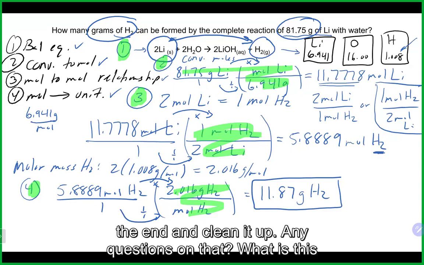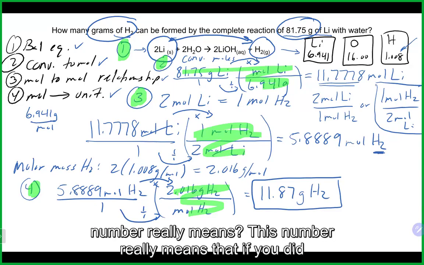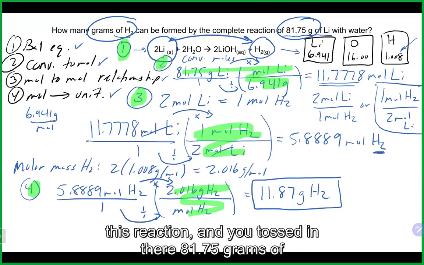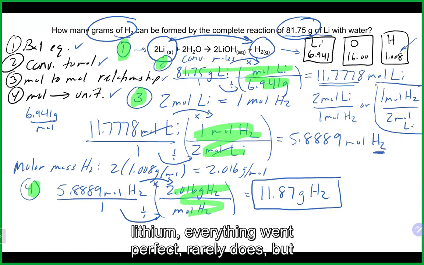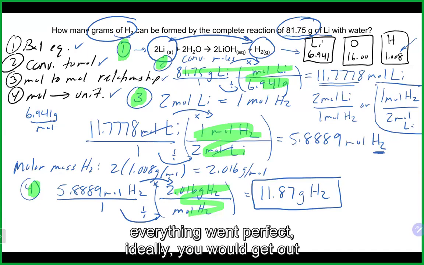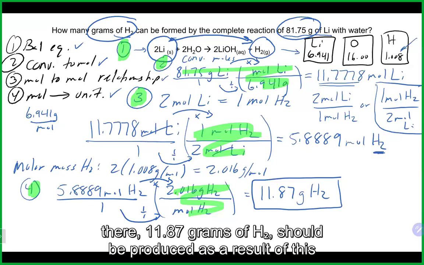Any questions on that? What does this number really mean? This number really means that if you did this reaction and you tossed in there 81.75 grams of lithium, and everything went perfect, which rarely happens, but ideally, you would get out 11.87 grams of H2 produced as a result of this reaction.